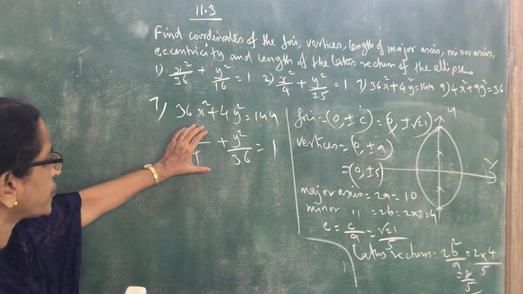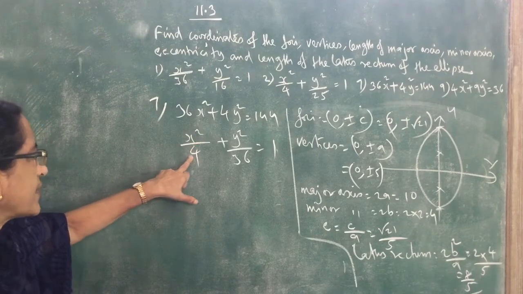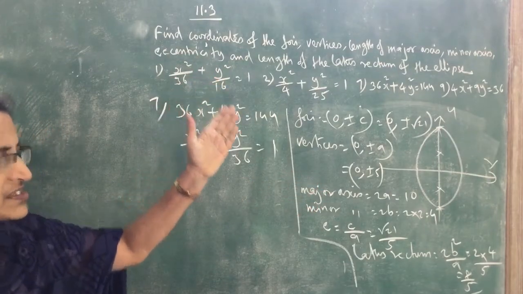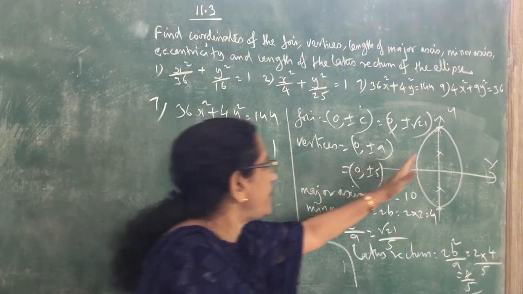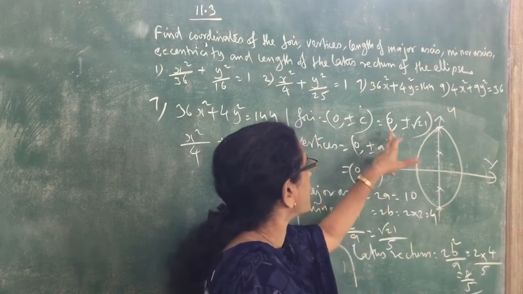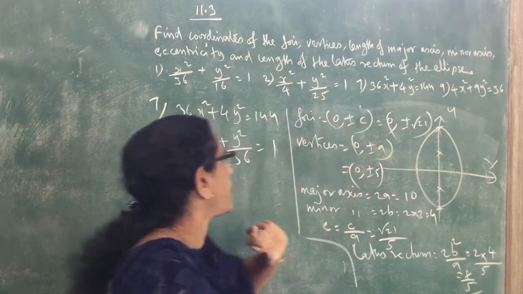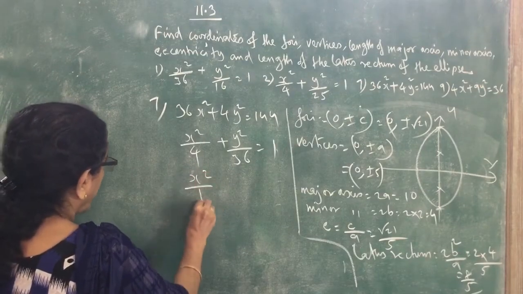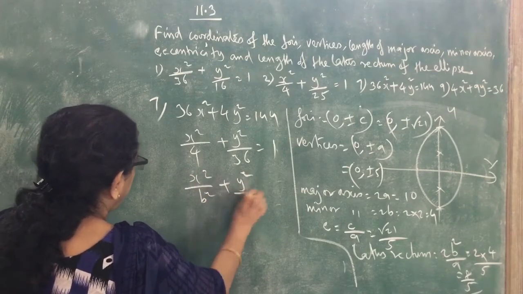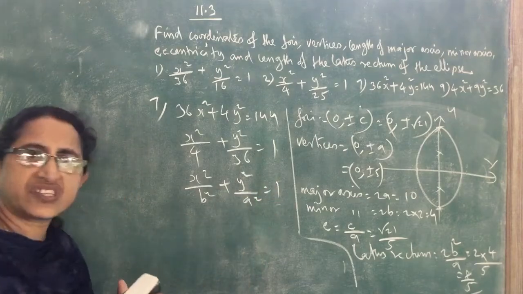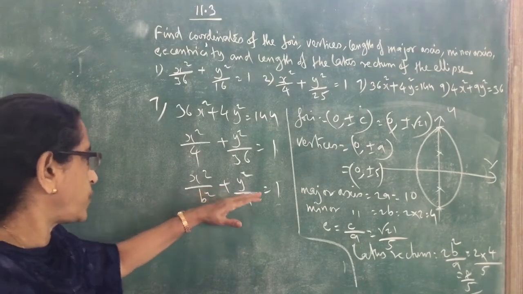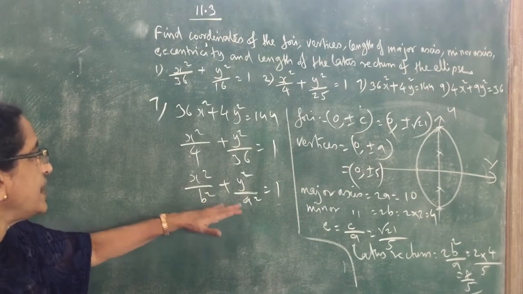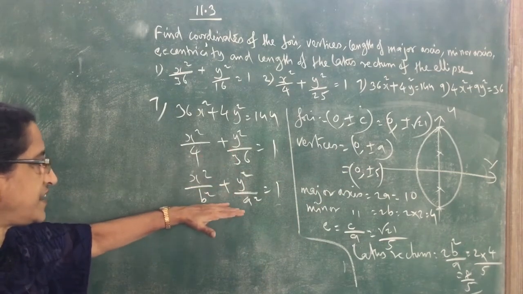Now here the denominator of the x square term, 4, is less than 36. So this is a second type ellipse. So vertices and foci will be on the y-axis. Therefore, it will be of the form 0 plus or minus. So we have to compare with the standard form, that is x square by b square plus y square by a square equal to 1. This is the standard form for the second type of ellipse. So compare with the standard form and find a and b.